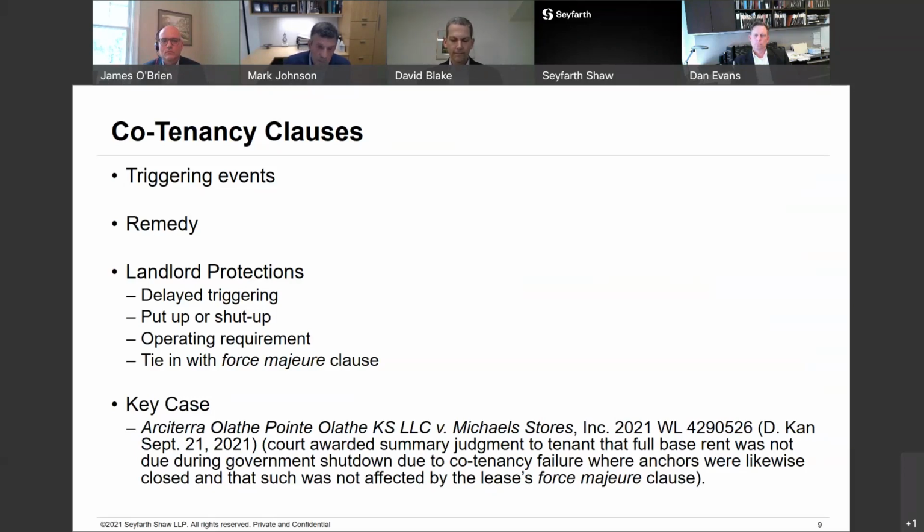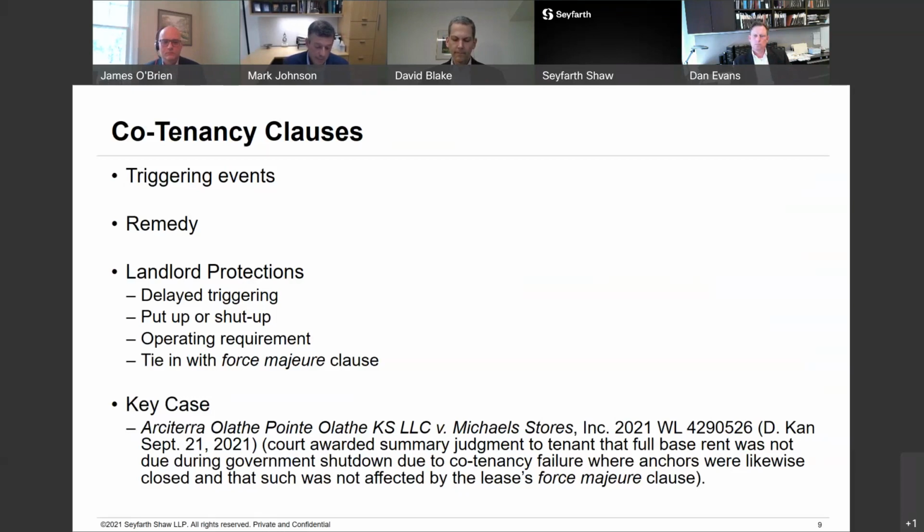Now, where developers have succeeded, it's where they've had some kind of protections specifically embedded within the co-tenancy provision itself. These are listed here. You have to wait 60, 90 days or 6 months before the remedy of reduced rent kicks in. Is there an operating requirement? If the tenant itself is shut down, then should it be permitted to avail itself of the remedy of reduced rent?